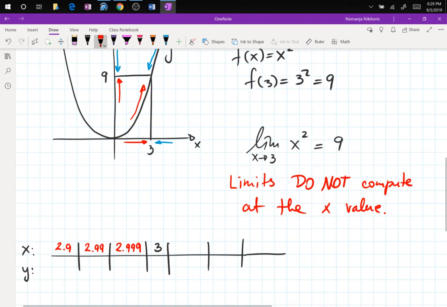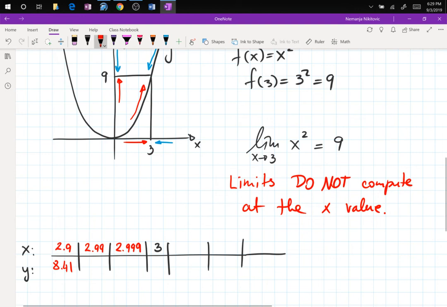See, Juliet is first 10 cents away, then she's 1 cent away, and then she's 1/10 of a cent away from 3. And then you can use your abacus to figure out what these values are when you square them. So we'll start with 2.9 squared, which would give you 8.41.